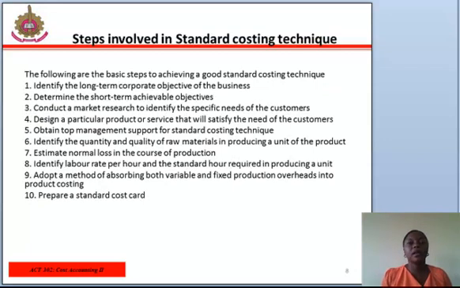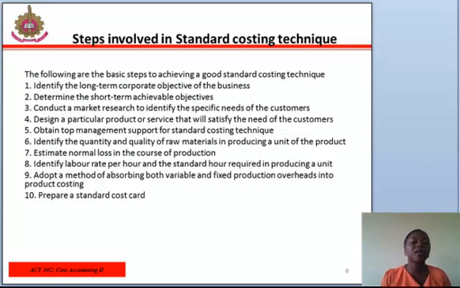Steps involved in standard costing technique. The following are the basic steps to achieving a good standard costing technique. We have 1. Identify the long-term corporate objective of the business. 2. Determine the short-term achievable objectives. 3. Conduct a market research to identify the specific needs of the customers. 4. Design a particular product or service that will satisfy the need of the customers.